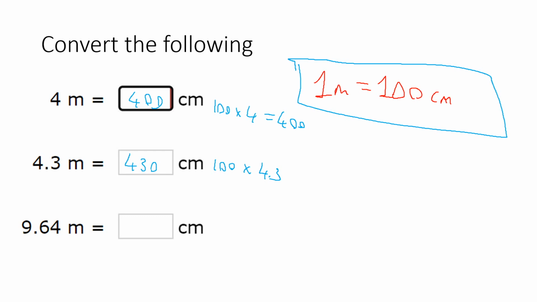It's the exact same thing with 9.64. 100 times 9.64, right? That's just going to be 964 centimeters. All we're doing is we're just using this ratio right here.